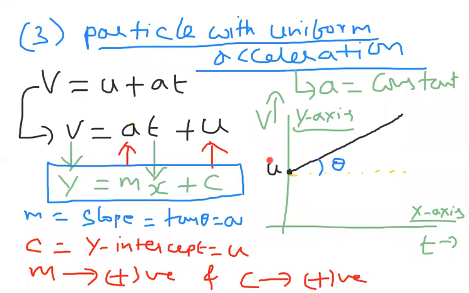As u is positive, we have to take the graph touching at a positive y-axis point, and you have to draw like that. There is a positive slope. Positive slope we are drawing in this way, and this angle is theta here. So slope is nothing but tan theta equal to a. This is the information for the velocity time graph.